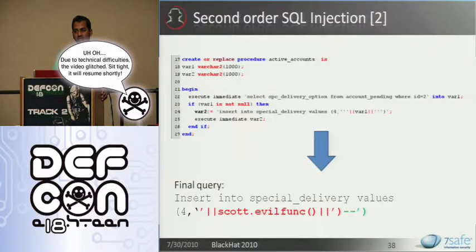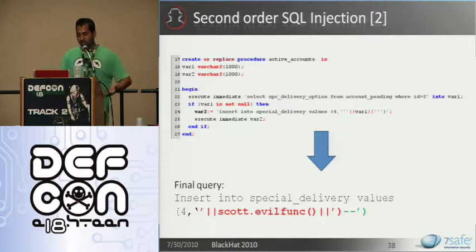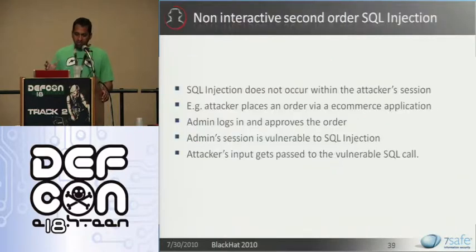So for an admin screen, this is what is possibly going to happen in the admin session. But the bottom line is that the admin user is trusted. So even if the malicious user injected something which will dump the database version or any sensitive data, that would be dumped on the admin user screen and not on the attacker screen. So this is what I call a non-interactive second-order injection. There is definitely a SQL injection, but it does not occur within the attacker session.